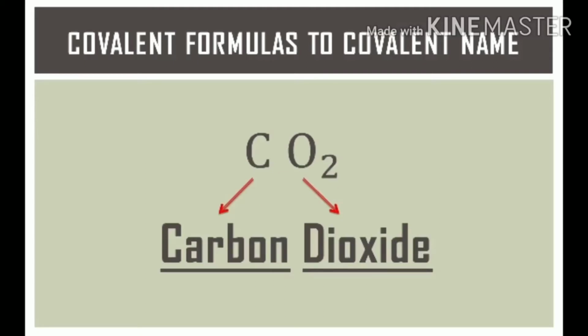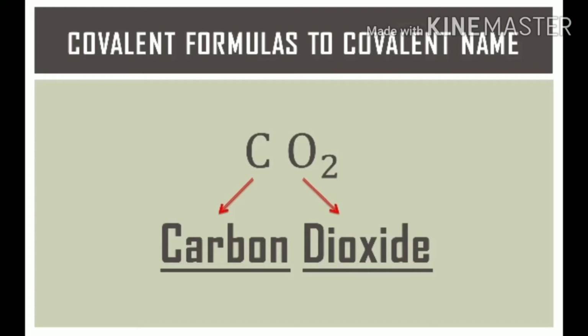carbon dioxide, wherein C has a hidden subscript 1, because if an element has a subscript of 1, it's not going to be written in the name itself, because it's already understandable that it has a subscript of 1. So it's going to be like that. And the second element is O2.